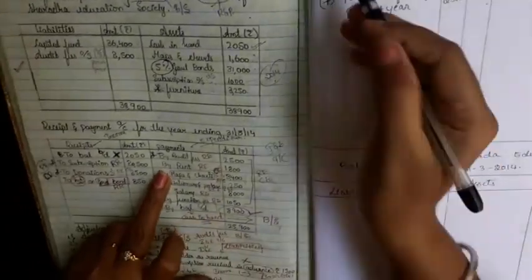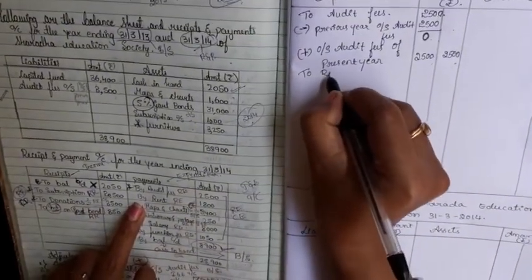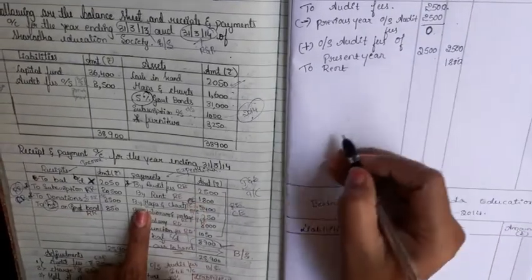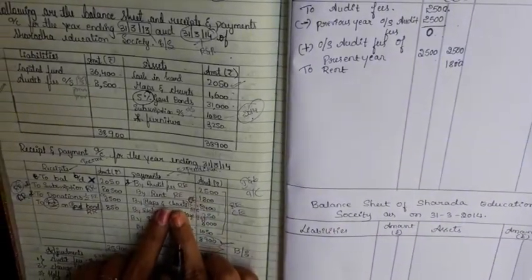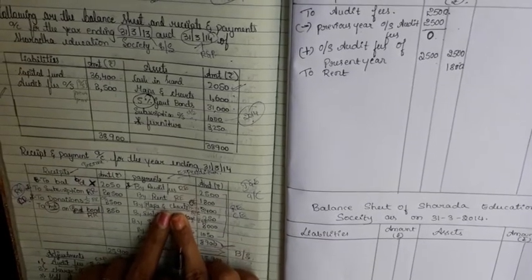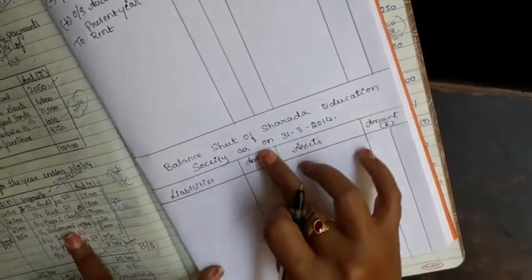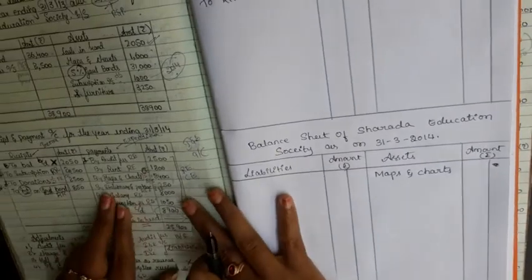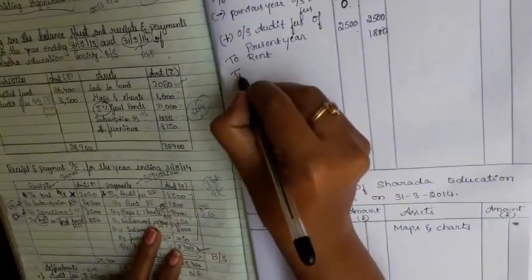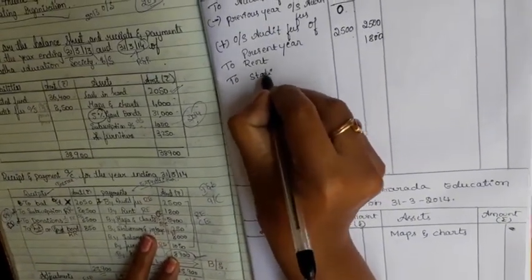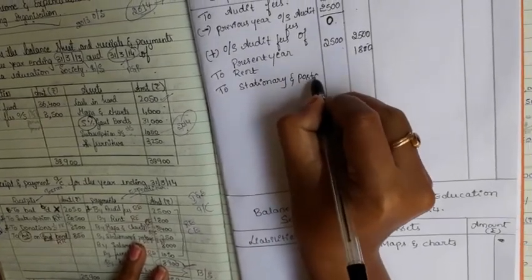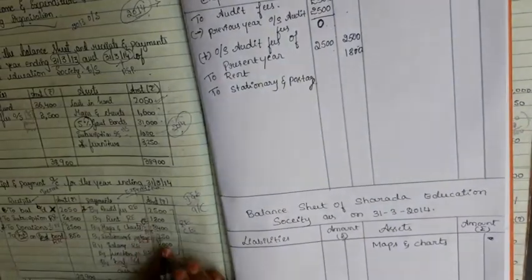Next one is rent. There is no adjustment. Directly take rent of rupees 1,800. Next, maps and chart, it is an asset. It should be taken in the balance sheet, the balance sheet of Sharada Education Society as on 31st March 2000. Next one is stationery and postage, rupees 250.